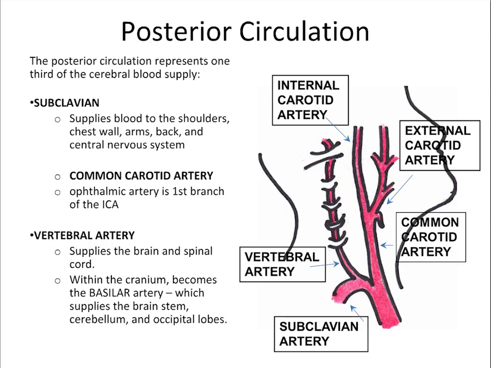Once inside the cranium, the left vertebral and right vertebral arteries merge and become the basilar artery. The basilar artery supplies the brainstem, cerebellum, and occipital lobes. Surgery to the vertebral system is limited because the artery enters the cervical spine.